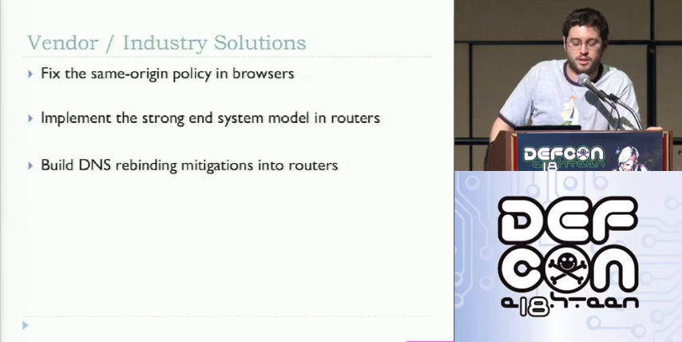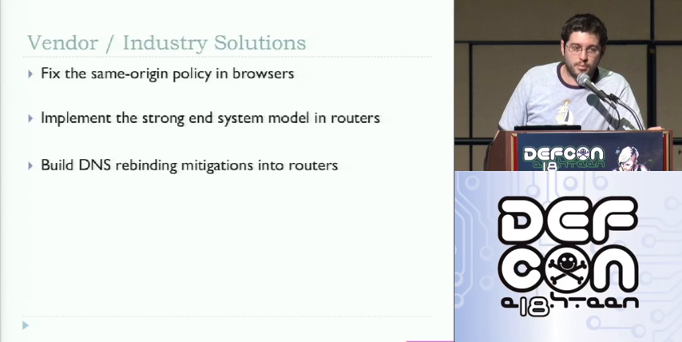So for vendors, the problem is with the same origin policy in the browsers. I know I've seen people say you can fix this in DNS. No, you can't fix this in DNS. It's not a DNS problem, and it's not really fair to blame DNS for this. The problem is that the same origin policy chose an insecure protocol, DNS, which was never designed for security, to base a security model on. So it really needs to be fixed in the browsers.